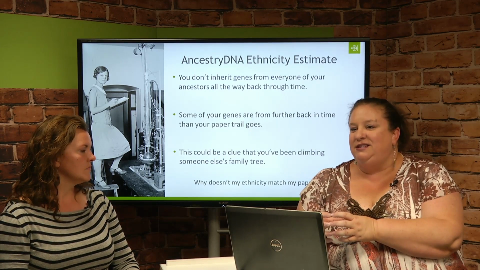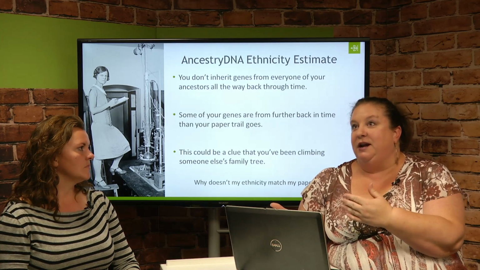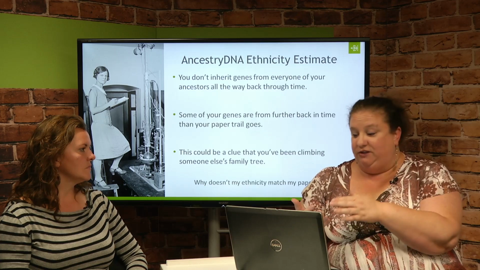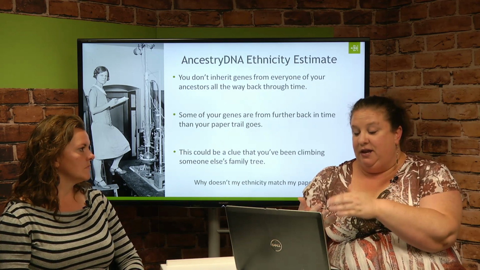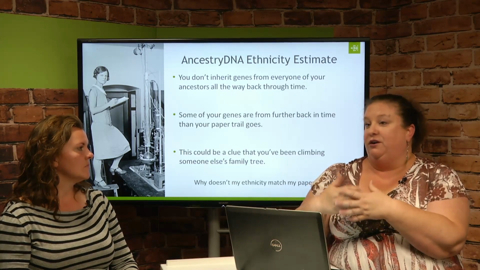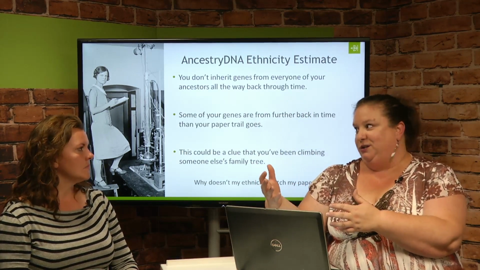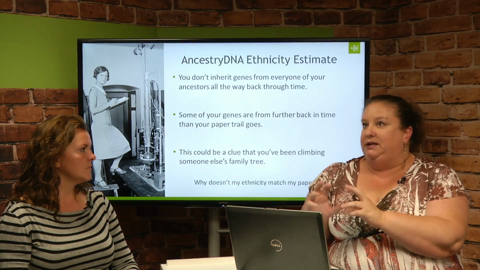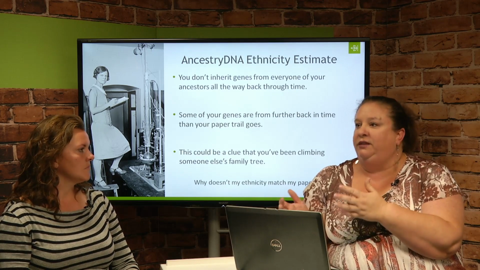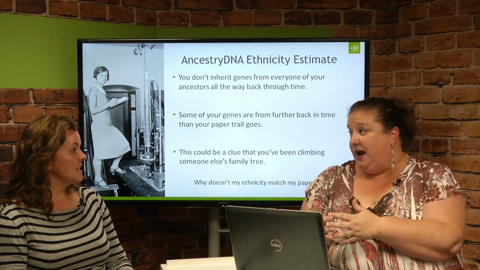But if your ethnicities are completely different than what you expected, for example, if you have a large percentage of Asian or African American or Native American that you weren't expecting, or the converse, if you're African American and all of a sudden you have a large percentage of European that you weren't expecting, when you see really big differences in what you were expecting, that could be a clue that you've been climbing someone else's family tree. That your paper trail is not accurate.